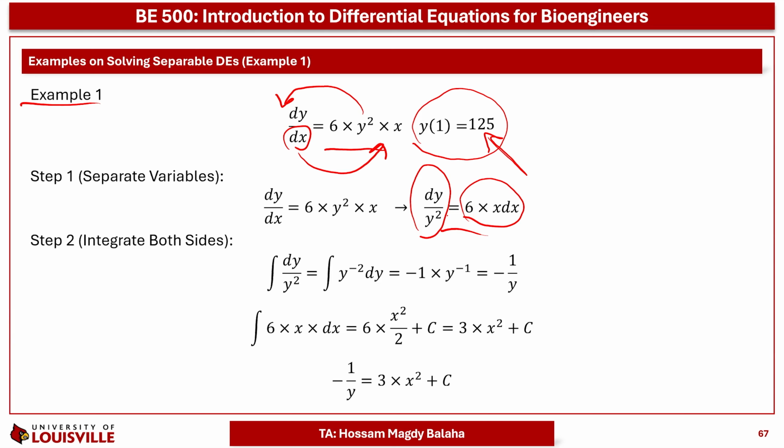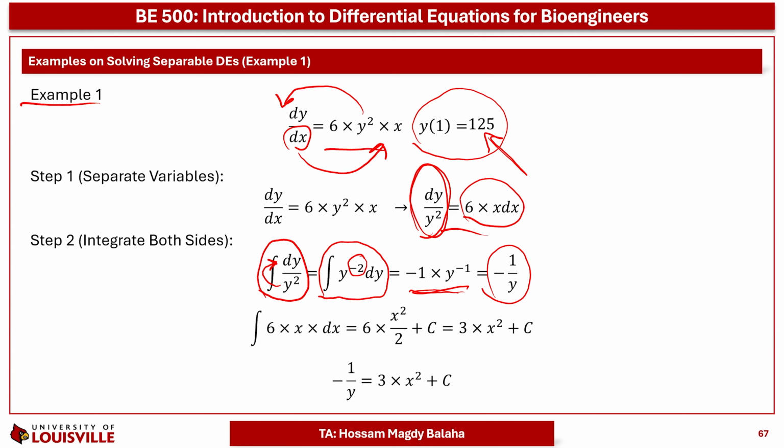Now we can integrate both sides with the respective variable. So we'll integrate this part here with respect to dy. The integration of this will be the integration of y to the power of -2, because we moved y squared to the numerator with a negative sign. Simply, this is a power. So we will increment by 1 and divide by -1. So we will get -1 multiplied by y to the power of -1. And this means -1 over y.